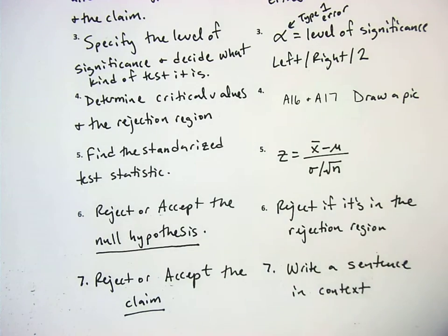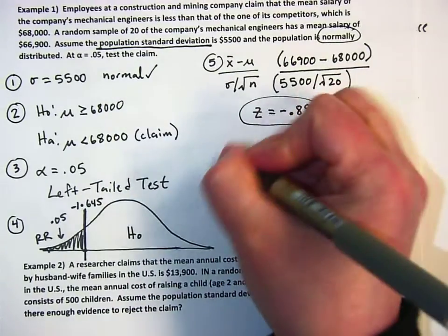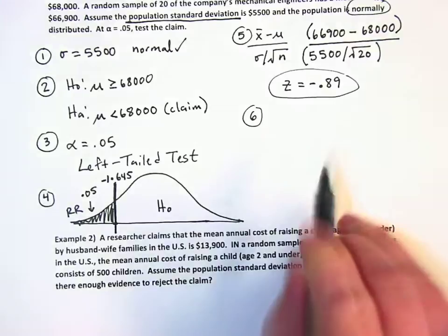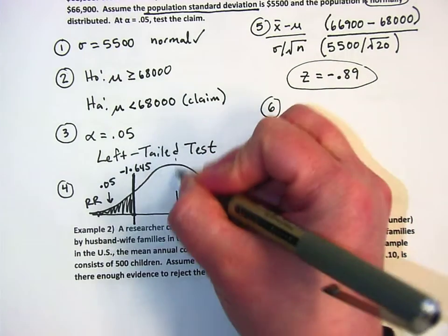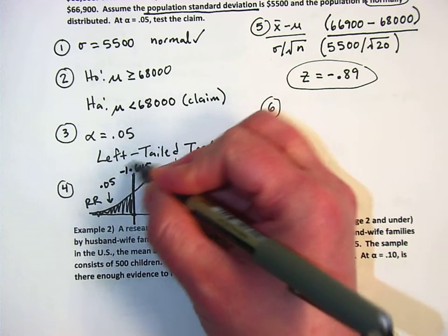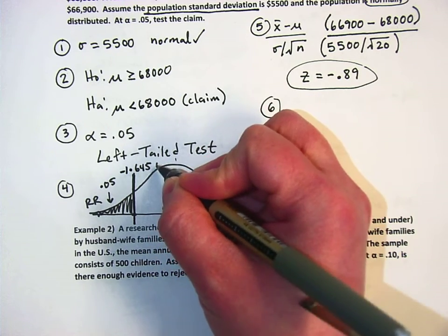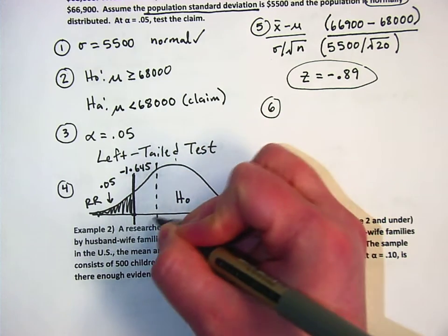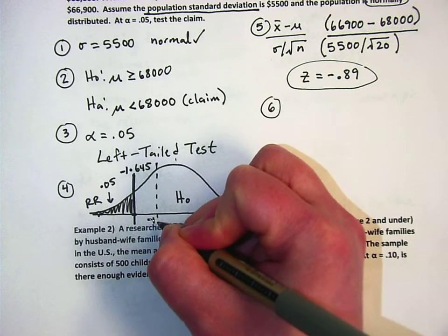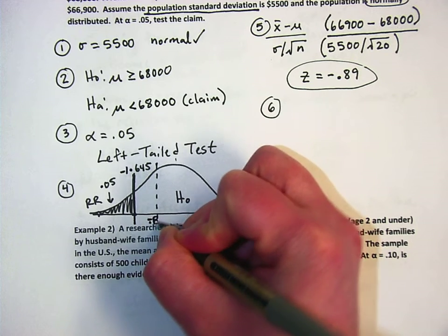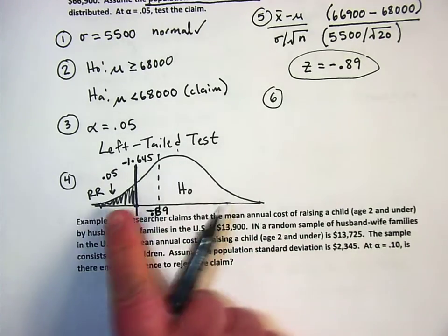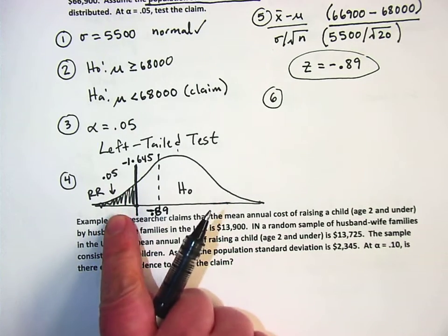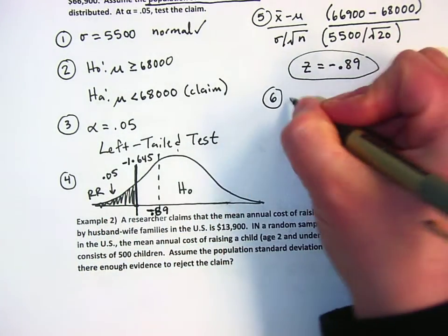Okay, going back to my example for number 6. So I got a z-score of negative 0.89. So here is a z-score of 0 right in the middle. Here's negative 1.645. So maybe negative 0.89 is hitting right about here. Now, that does not fall in the rejection region. It falls in the null, so I'm going to accept the null.